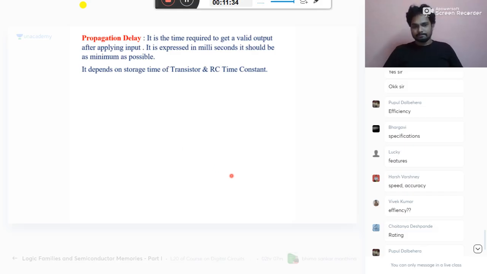Okay. So generally, propagation delay is expressed in nanoseconds. It depends on the storage time of the transistor and the RC time constant. So it should be as low as possible. Let me give you one example.